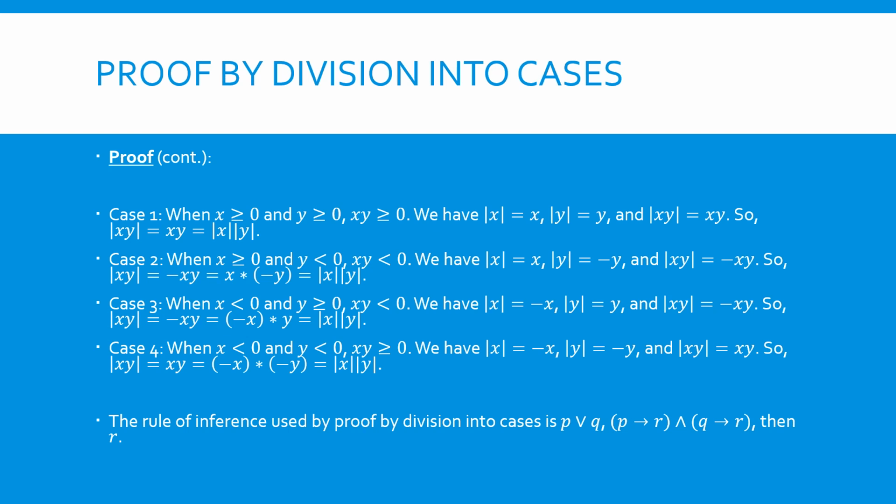The rule of inference used in this technique is also named as proof by division into cases. That is, P or Q, P implies R and Q implies R, then R.